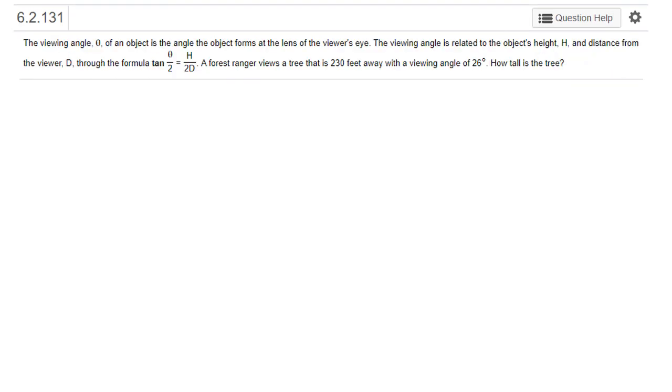Okay, the viewing angle of an object is how much angle in your eye the object forms. So it's related to the object's height and distance to the viewer through the formula: the tangent of theta over 2, where theta is the viewing angle, is equal to the object's height divided by twice the distance. So a forest ranger views a tree that is 230 feet away with a viewing angle of 26 degrees. How tall is the tree?